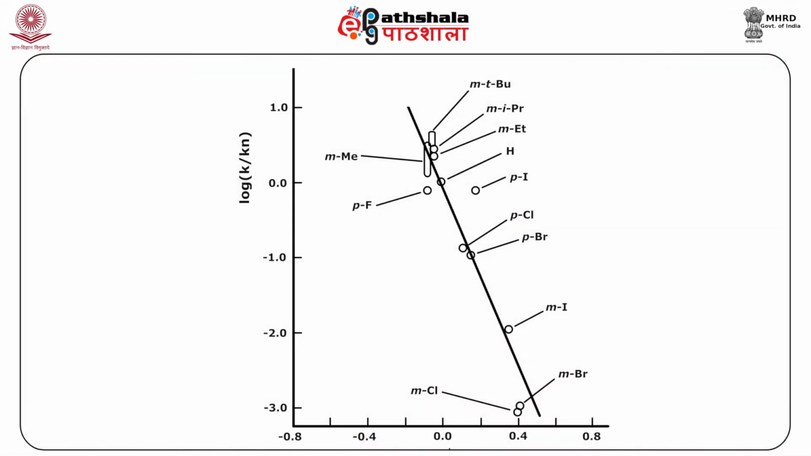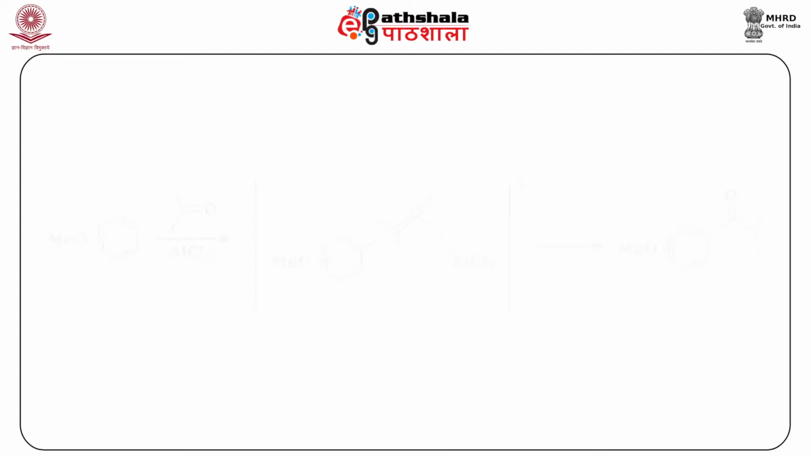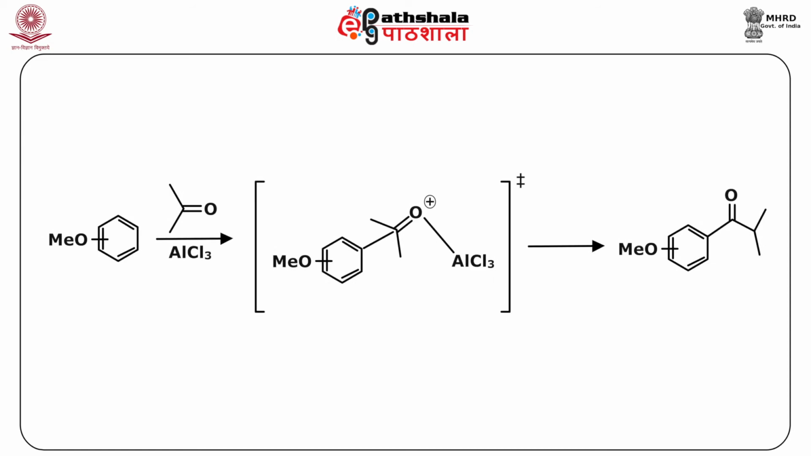For example, for the nitration reaction of substituted benzenes carried out at 25 degrees Celsius in nitromethane or acetic anhydride, a plot of K by K naught against sigma plus produced a rho plus value of minus 6.53. Now you can see here the Hammett plot we have plotted for many values and many substituents. Another example, students, is the Friedel-Crafts acylation reaction.